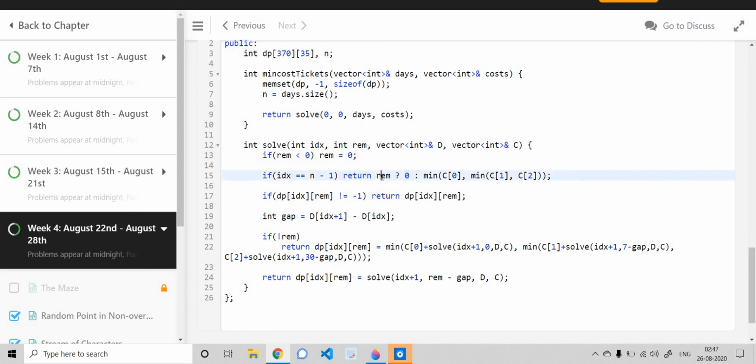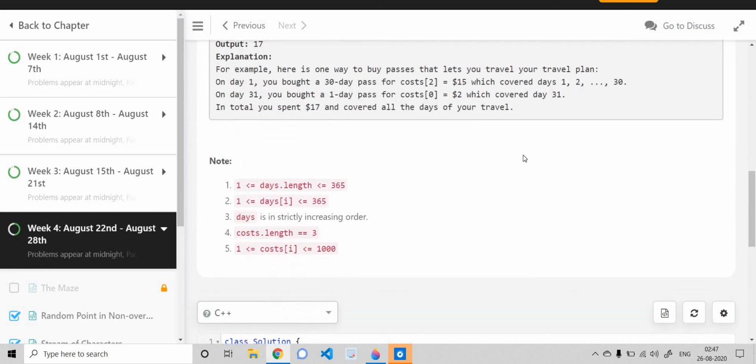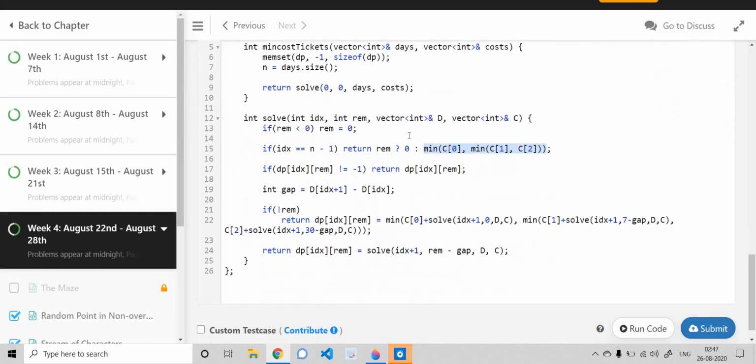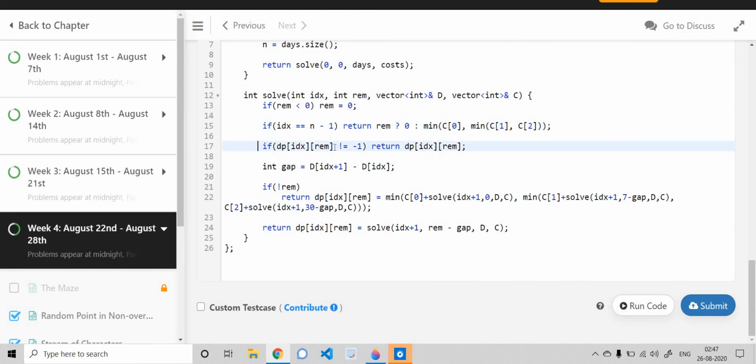And if the remaining is 0, it means I need to buy a ticket even for the last day, and I'll take the minimum out of these 3. C is the cost array of these 3 passes, for 1-day, 7-day and 30-day tickets. And if I see the value of this DP array is not -1, this is where I'm using dynamic programming, just returning the stored answer.